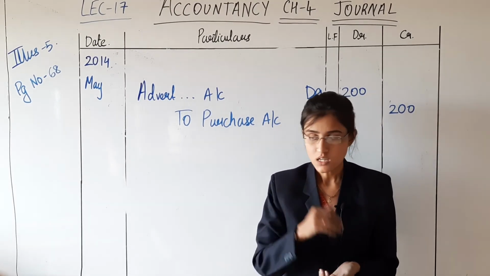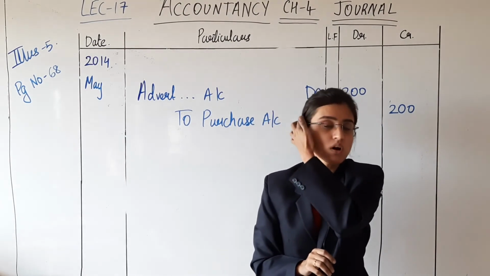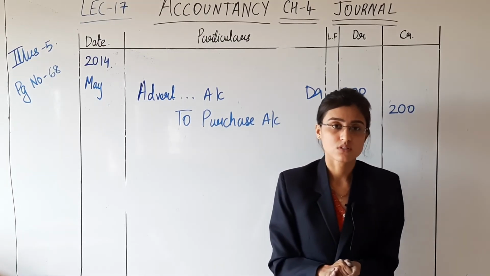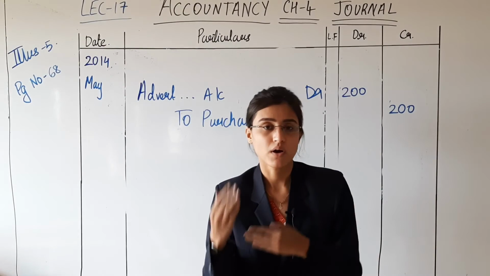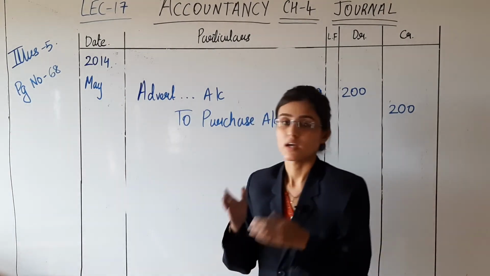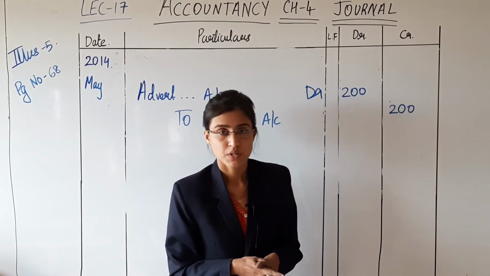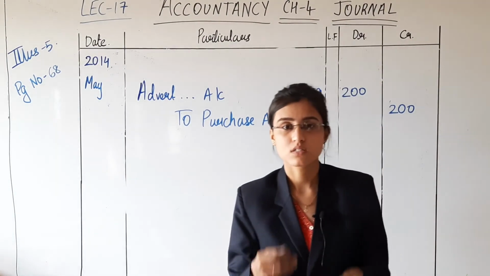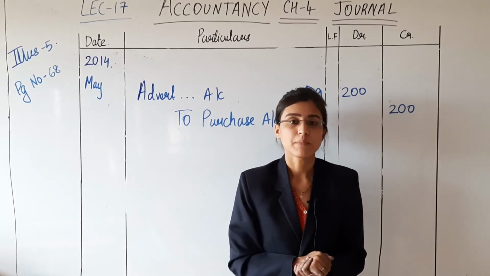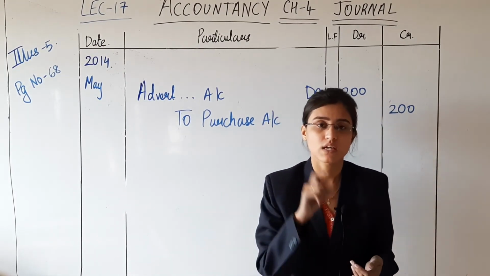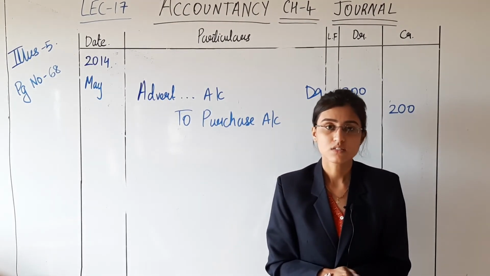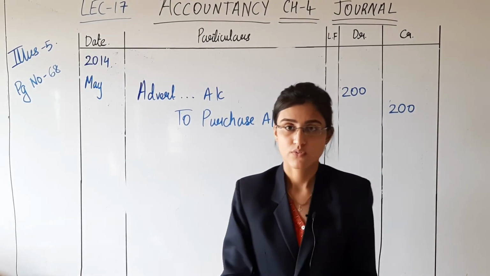What is included in real accounts? It is all about goods and assets. So all the accounts of goods and all the accounts of assets are a part of real account. Lastly, the nominal account: all the expenses, incomes, losses, gains, everything is a part of the nominal account. The rule for nominal account is debit all expenses and losses, credit all incomes and gains. So you see, this is the base for writing a journal entry.